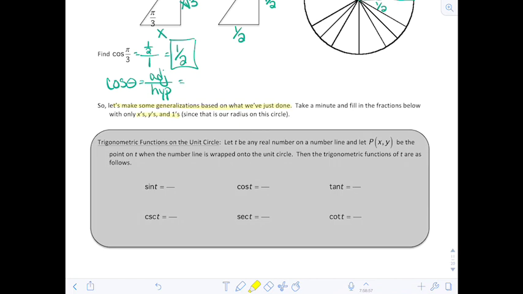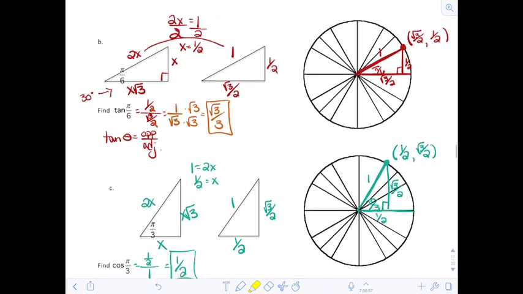So, trigonometric functions on the unit circle: let t be any real number on a number line, and P, being point (x, y), be the point on the circle when the number line is wrapped onto the unit circle. Then the trig functions of t are as follows. So really we can think of t as being our angle. That's our theta.